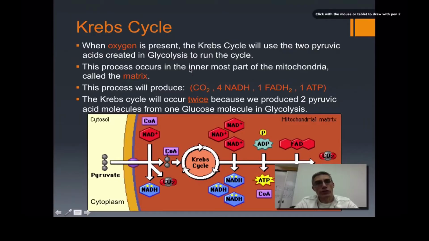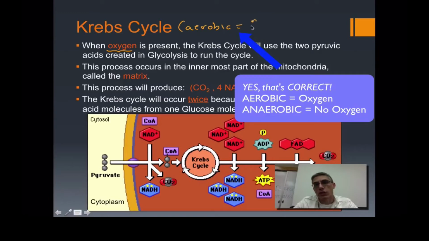Now the second process that we need to look at is a process called the Krebs cycle. So the Krebs cycle is only going to occur if there is oxygen present. So this is considered an aerobic type of process. So in this case, if O2 is present, the Krebs can occur.